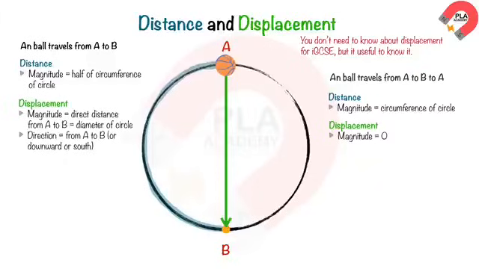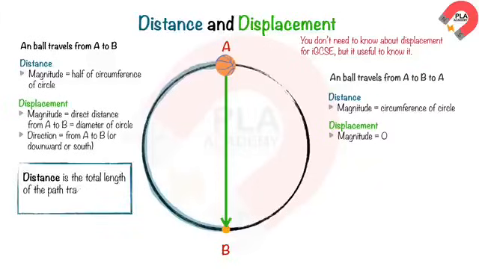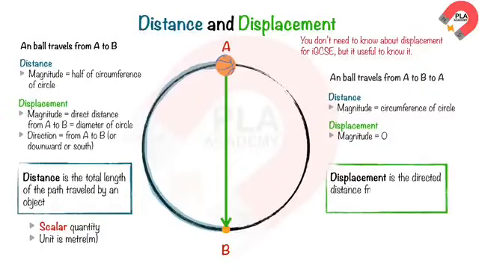Therefore, we can deduce that distance is the total length of the path traveled by an object. Distance is a scalar quantity, which means that it has only magnitude and no direction, and its unit is the meter. The displacement is the directed distance from the start to the end point. Displacement is a vector quantity, which means that it has both magnitude and direction, and its unit is the meter.